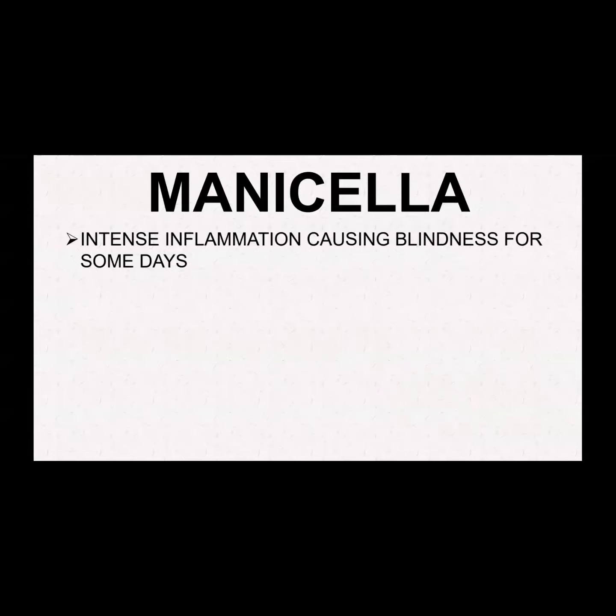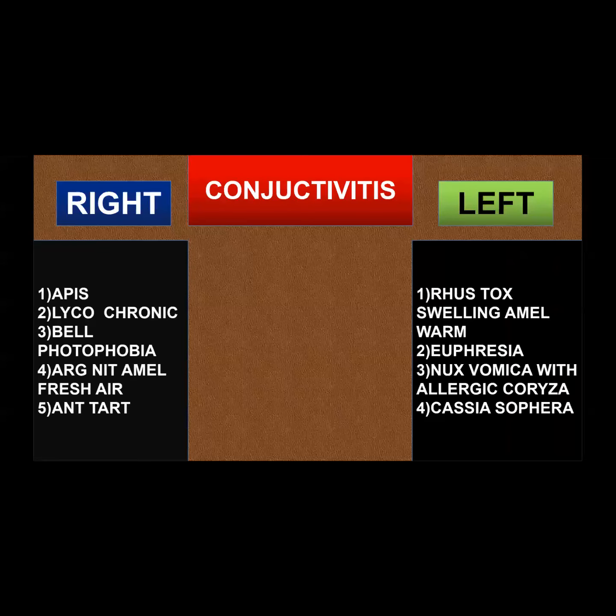Now we will have a chart to clear up the medicines. Suppose in conjunctivitis, both eyes are affected, but it starts from the right or from the left. If there is a right origin, then we can think of Apis, Lycopodium, Belladonna with photophobia, Argentum nitricum, and if it is with cough, then Antim tart.